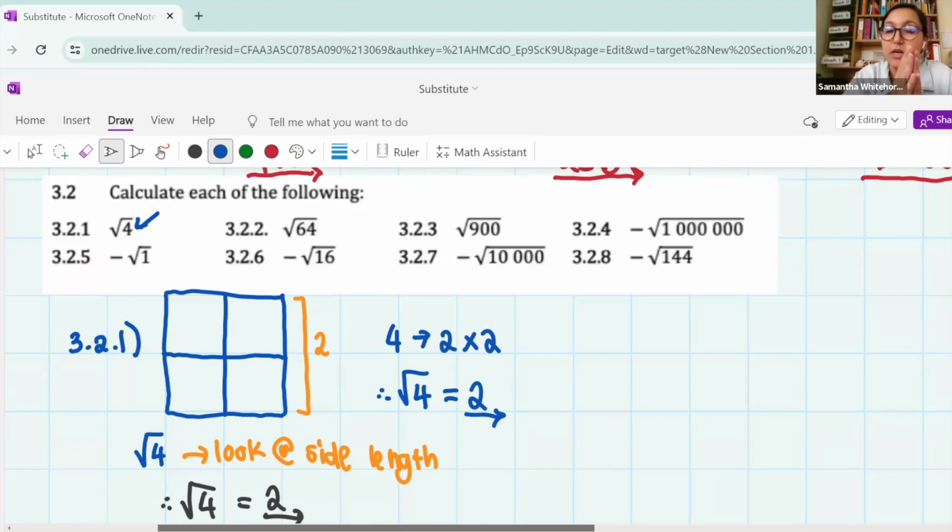The squares is really nice English because you can imagine the side length. If you would prefer to think of it as what 2 identical numbers am I multiplying together, that's also absolutely fine. Both ways are going to get you the answer.